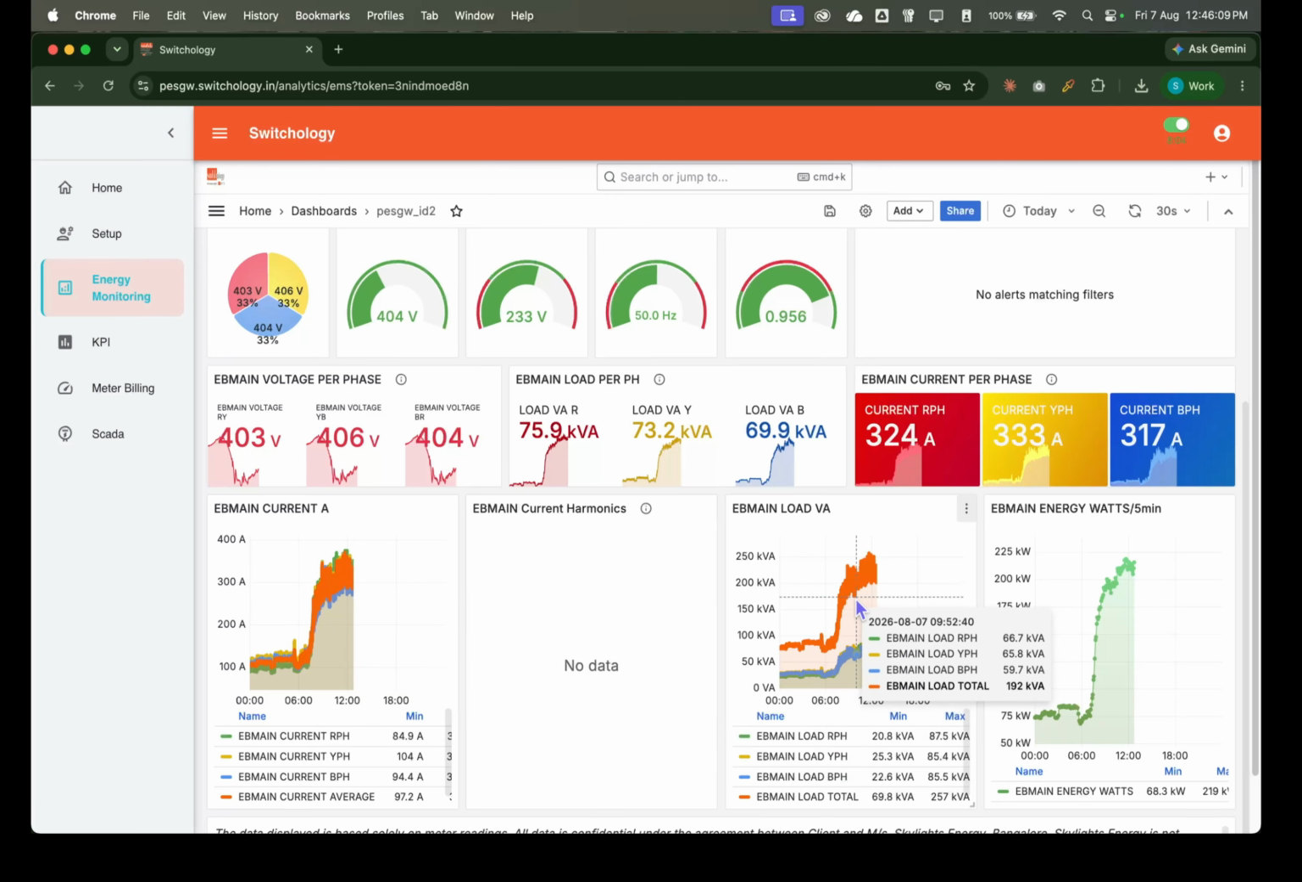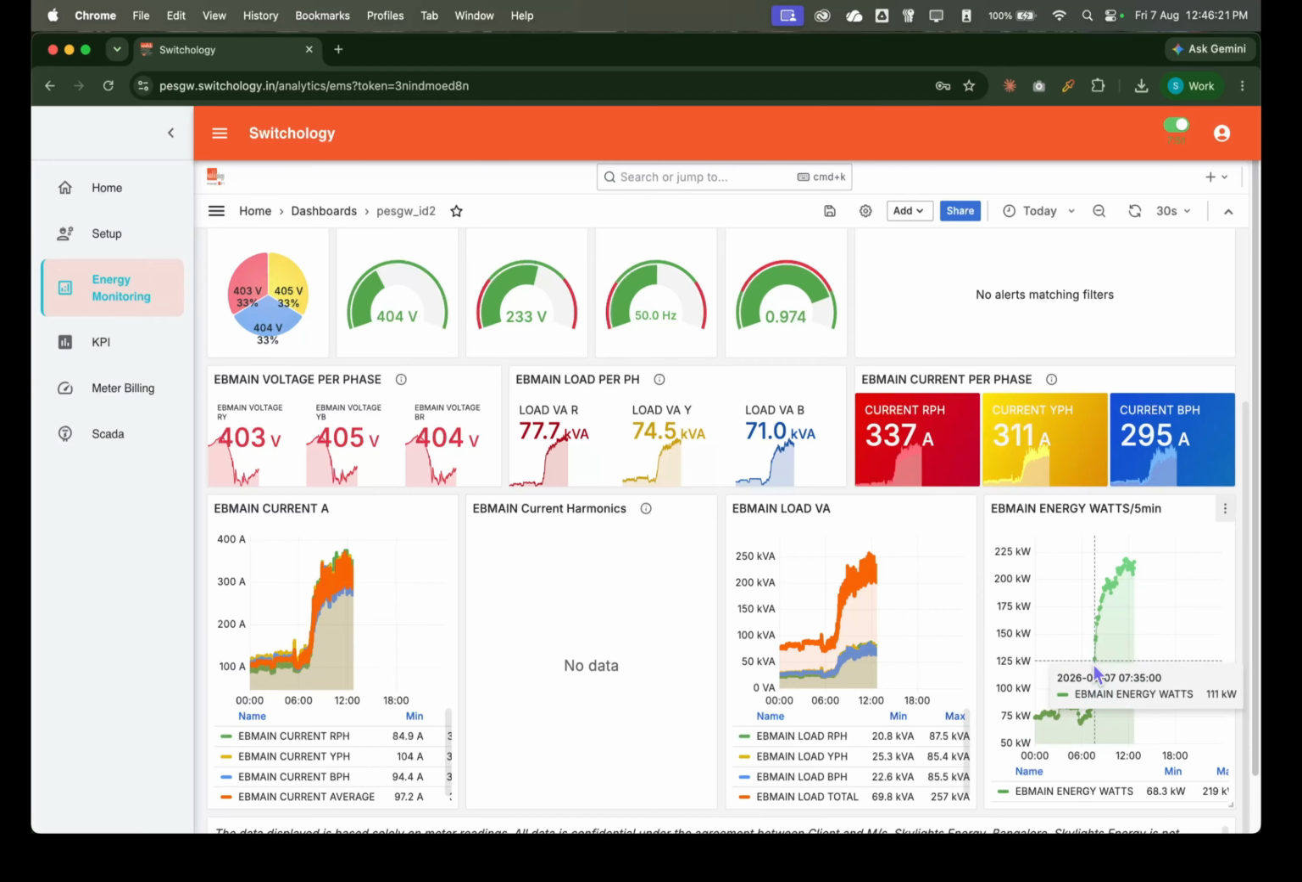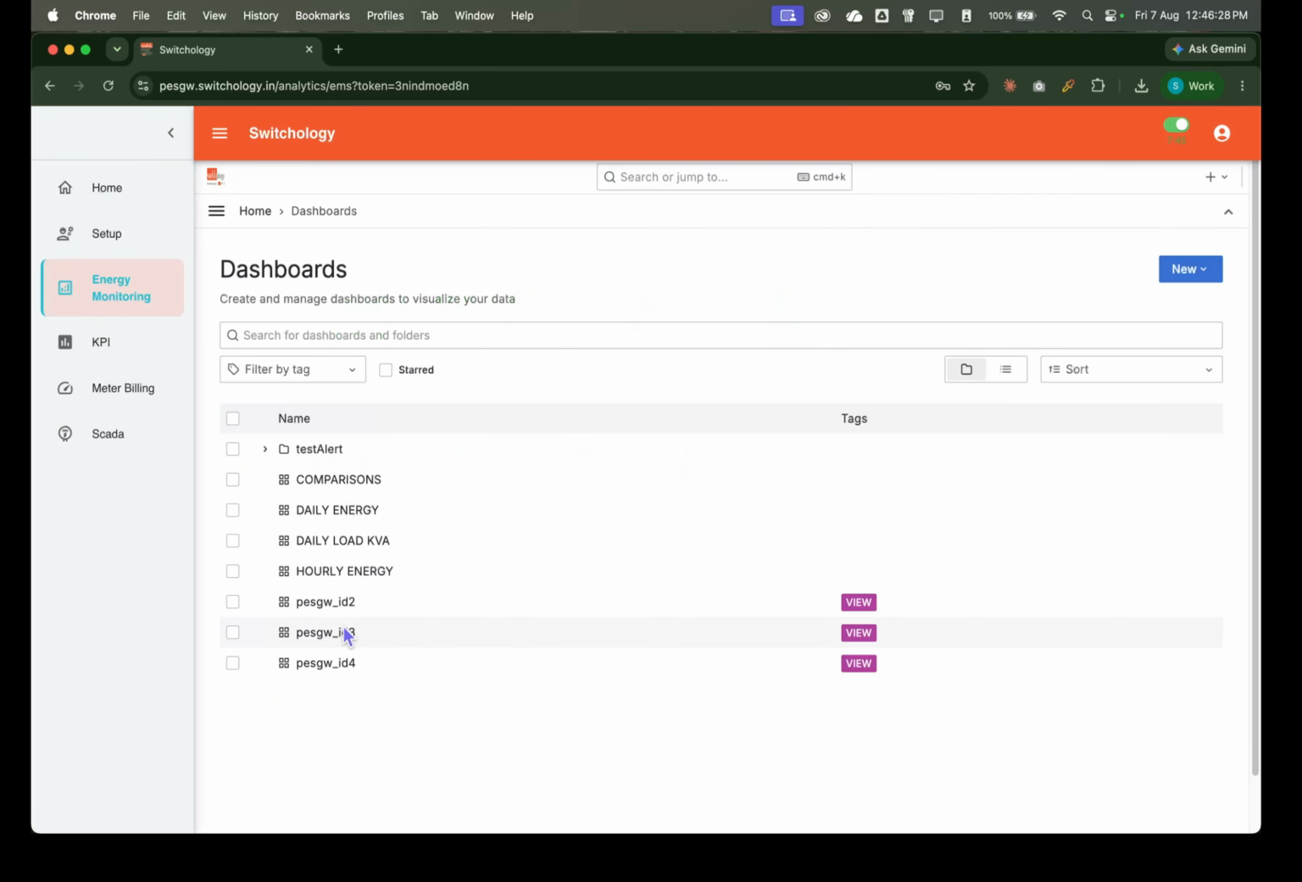Here is your load. Similarly, this is the total load. The orange color is the total load, and these are each individual phase wise load. And this is your watts, energy in watts that is being consumed on a 5-minute interval. So like this, you can see all the other meters that we have.